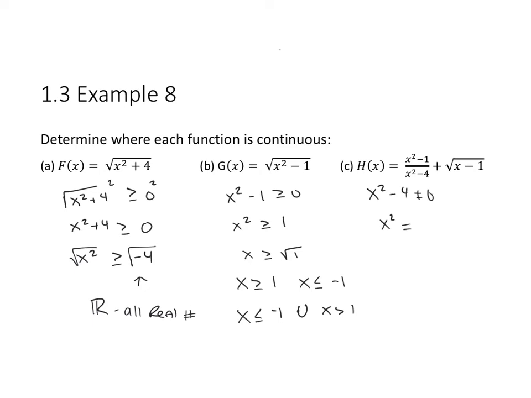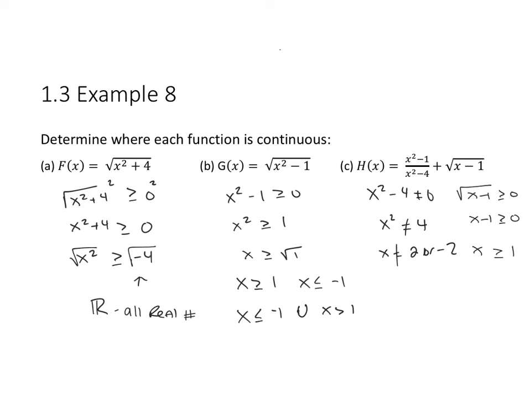So my x squared can't be 4. So my x can't be 2 or negative 2. And when I look at the square root function, I know that has to be greater than or equal to 0. So x minus 1 has to be greater than or equal to 0. So x minus 1 is greater than or equal to 0. So x has to be greater than or equal to 1.